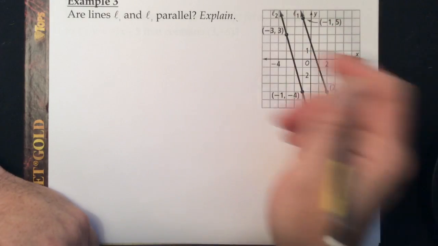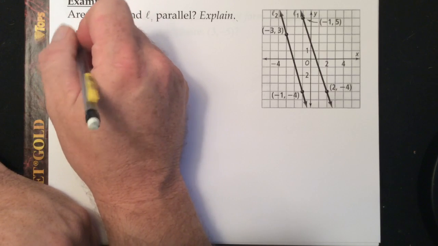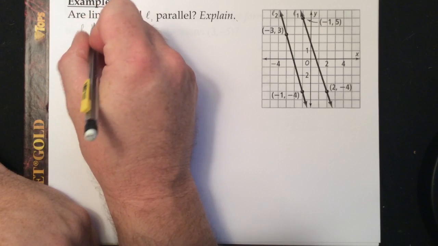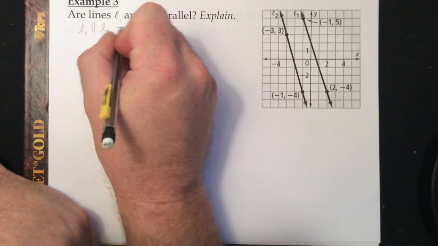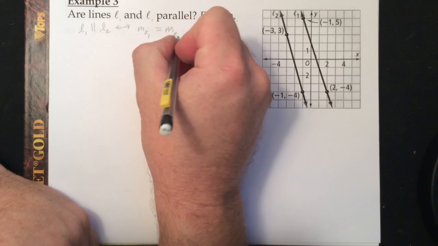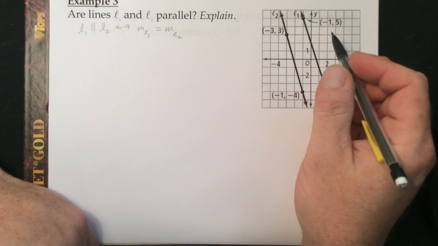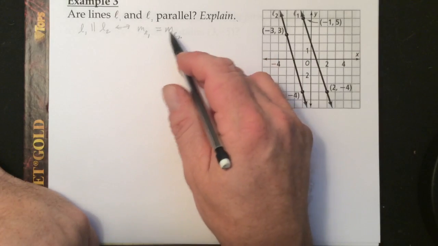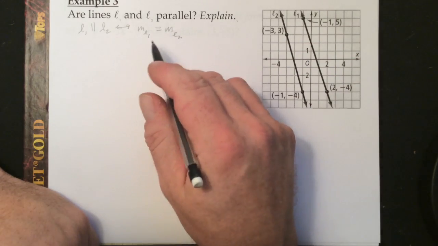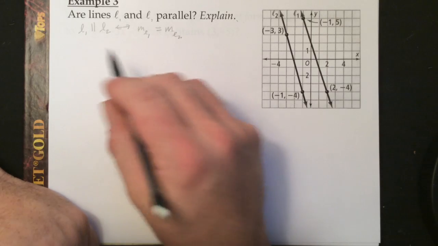So what do we know about parallel lines? We know that their slopes have to be equal if they're parallel, or by the biconditional we went over in the notes: line 1 is parallel to line 2 if and only if the slope of line 1 is equal to the slope of line 2. So if we can find the slopes of both lines, and they're equal to each other, then we know we have parallel lines. If they're not equal to each other, then no parallel lines.